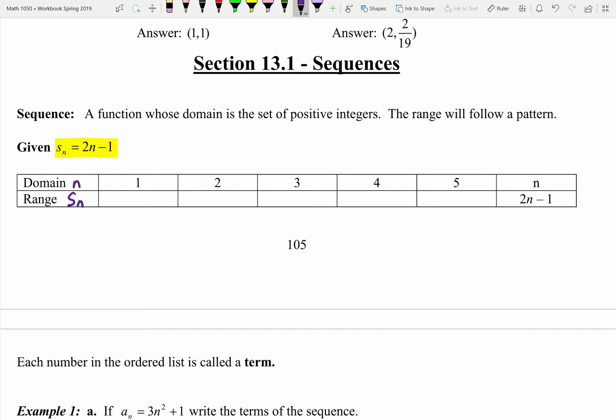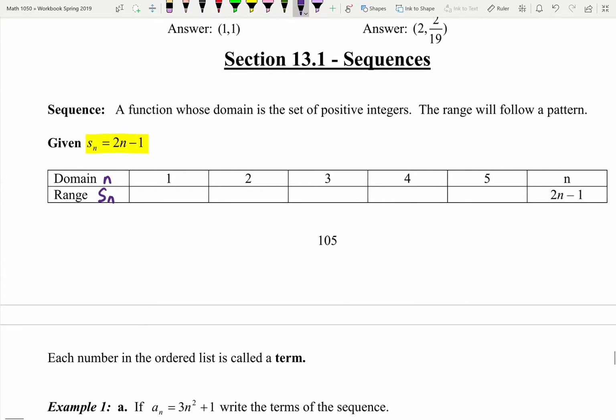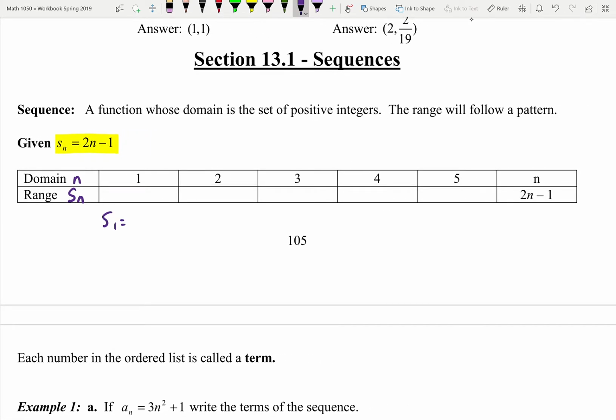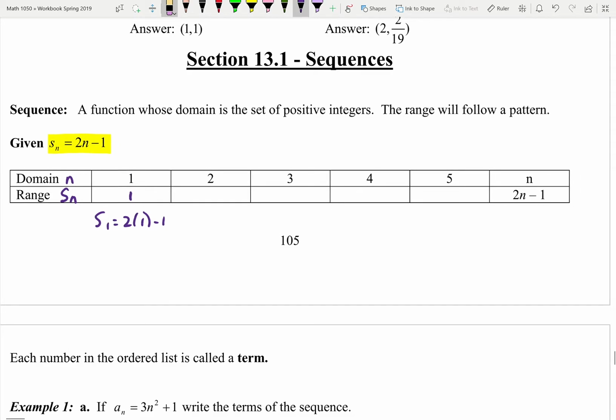You just put in a 1. So s sub 1 is equal to 2 times 1 minus 1. Why did I plug in a 1? Because they told me right there that n was 1. Okay, so I didn't mean to scribble that out. 2 times 1 is 2. 2 minus 1 is a 1. Okay, so that's easy. Then I go to n equals 2.